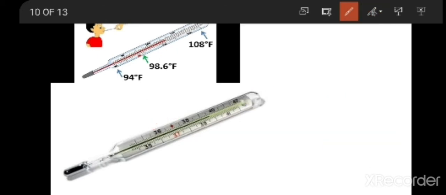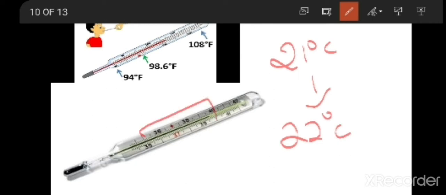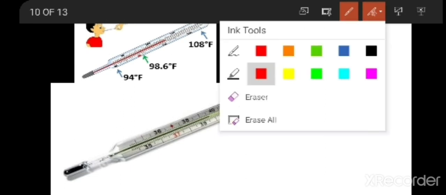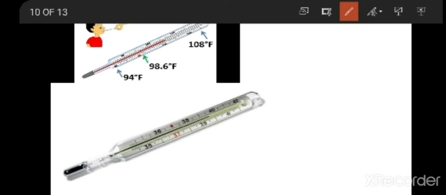For example, if your body temperature is 21 degrees Celsius and it has risen to 22 degrees Celsius, it will not move 5 centimeters. It cannot move like that. So this liquid has that property. For every 1 degree Celsius, it will move only 1 centimeter. So it is easy for us to find the accurate reading. Not only mercury, we can even use alcohol in this thermometer. But alcohol will record very low temperature.